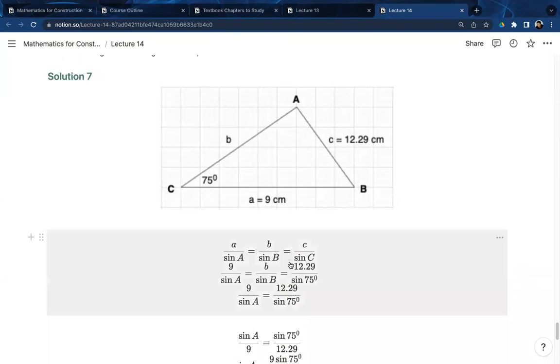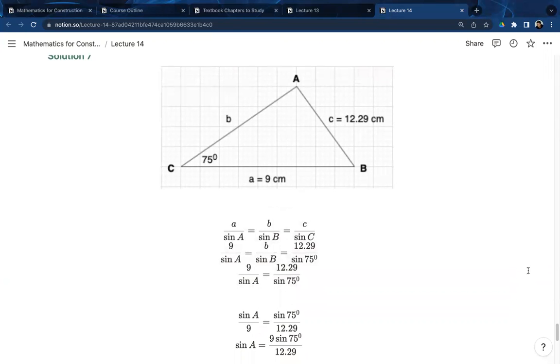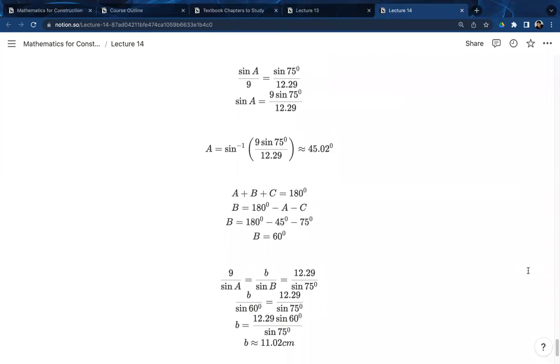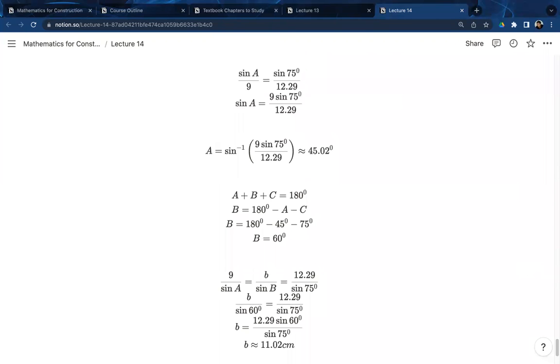How did I know I needed the sine rule? Because I had an angle and the side opposite it. I know that ratio. So the sine rule is very good here. Again, you can't use Pythagoras' theorem or the general sine, cosine, tangent. You have to use either the sine rule or cosine rule. So hope this makes sense.